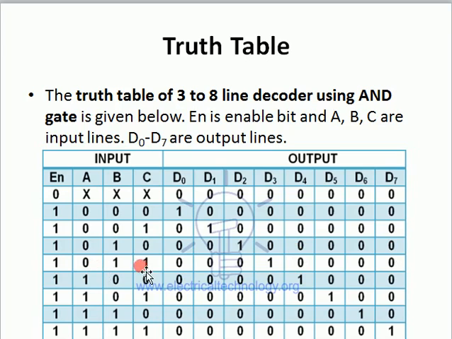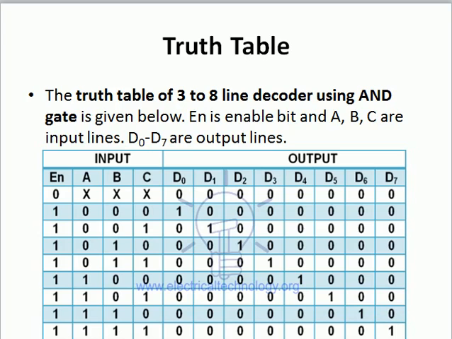Next we have 0 1 1, so here D3 is equal to 1 and all other outputs are equal to 0. In the next combination we have 1 0 0 and here D4 is 1 and all other outputs are equal to 0. Next 1 0 1, here D5 is 1 and all other outputs are 0. In the next combination we have 1 1 0 and here D6 is 1 and all other outputs are equal to 0. And in the last we have 1 1 1, then the D7 output is 1 and all other outputs are equal to 0.